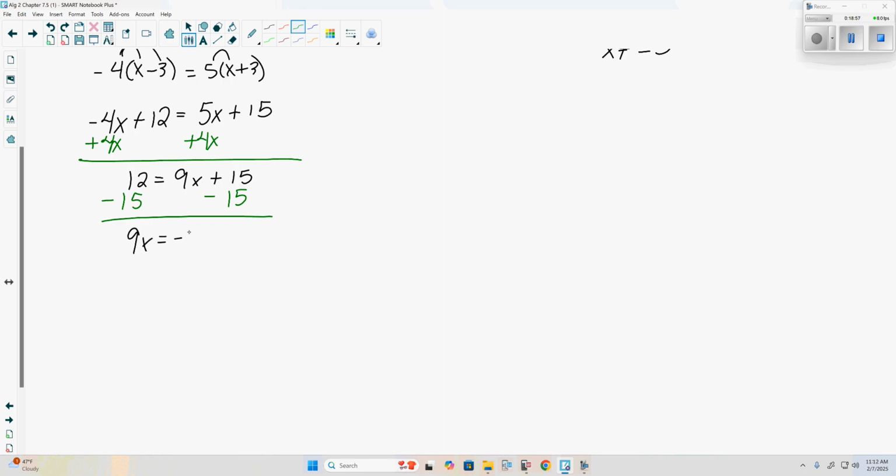So 9x is equal to negative 3. And lastly, x is negative 1/3. Positive or negative 3? Yep. Luckily it's not, so that is our solution.